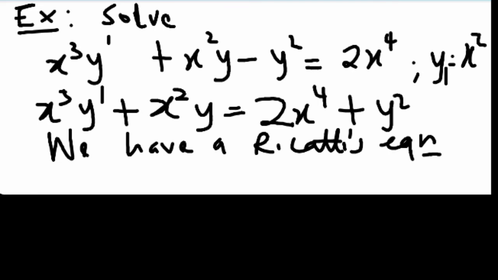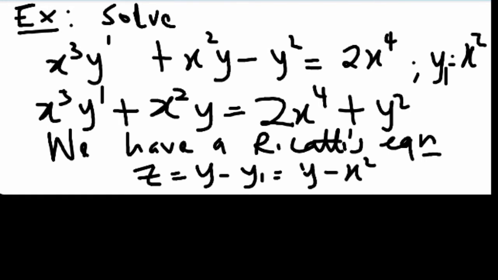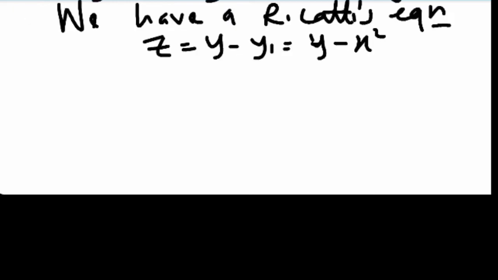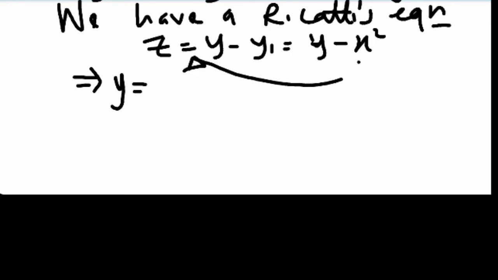So how do we solve this Riccati equation? We need to substitute z is equal to y minus y1. y1 is x squared. So we need two things. We need dy by dx and we need y. So make y the subject of formula and from then get dy by dx. So making y the subject of formula, we have y is equal to, I'll take this to the side, negative becomes positive.